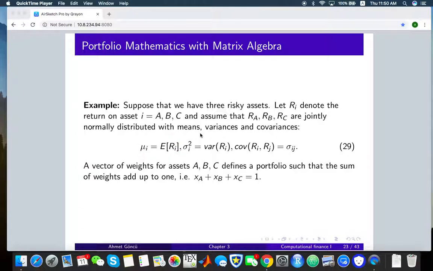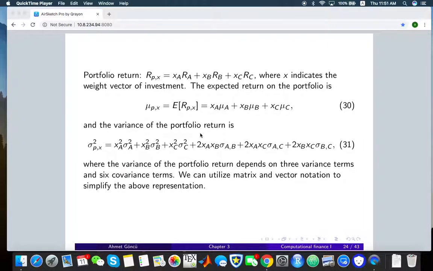The expected return on asset i is denoted by mu i, the variance of asset i is denoted by sigma squared i, and the covariance between the asset returns i and j is given by sigma ij. Since we will invest all our money between these three assets, we assume that the sum of our investment weights adds up to 1. So in this case, we can write our portfolio return as given in this first equation, where x indicates the weight of investment in each of these assets.